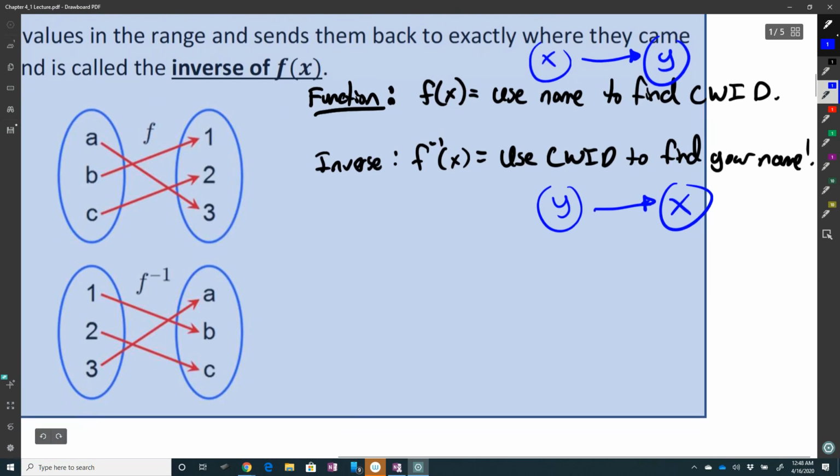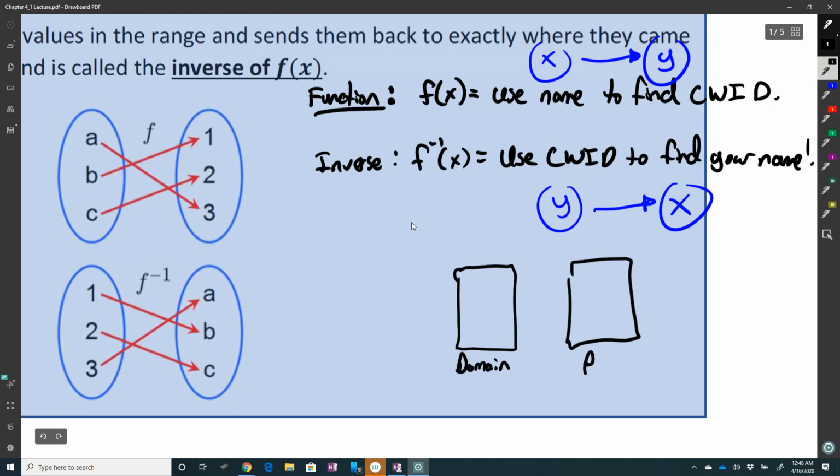Okay? Another way people draw it, I'll get to these pictures I have to the side, is they'll have the domain, they'll have the range, and f takes you from the domain to the range, whereas f inverse takes you from the range back to the domain. They undo each other.